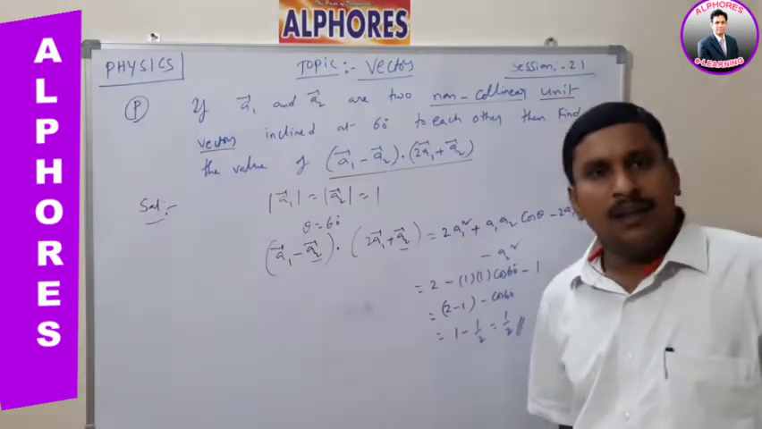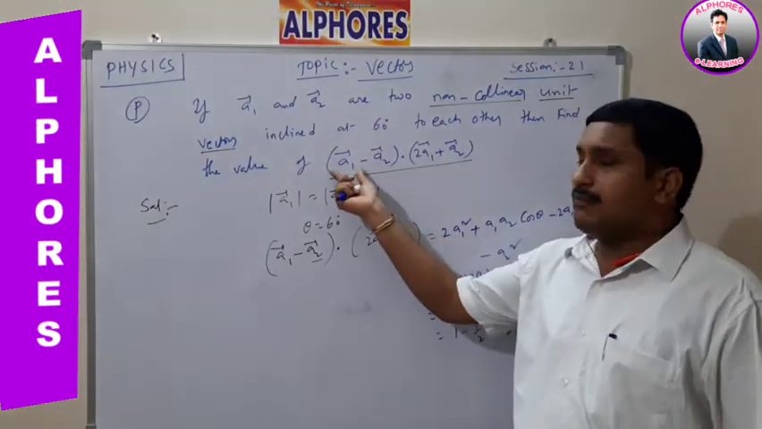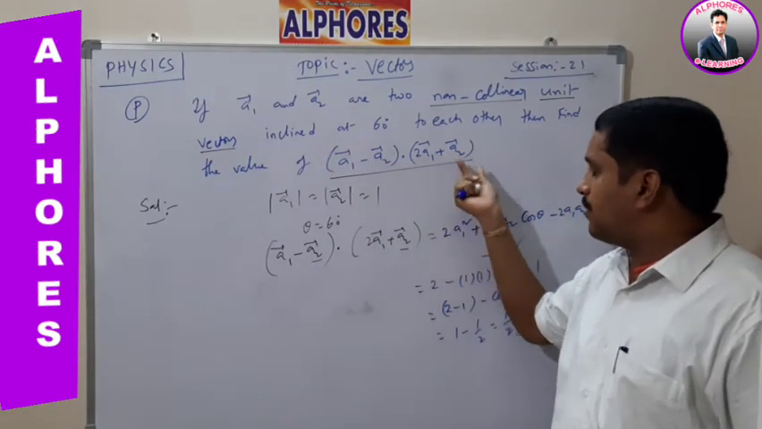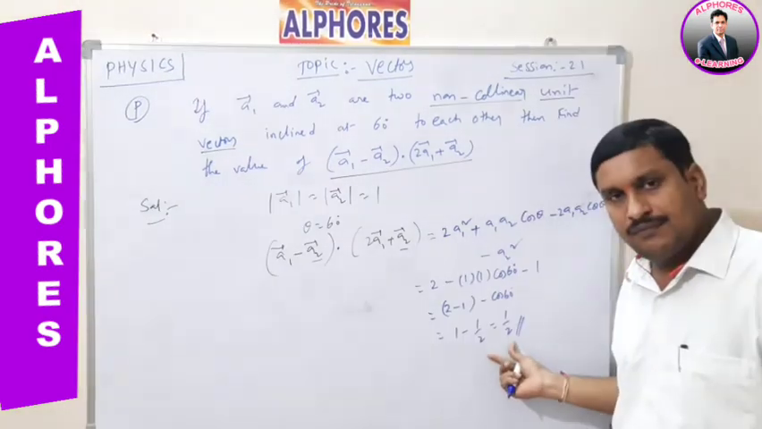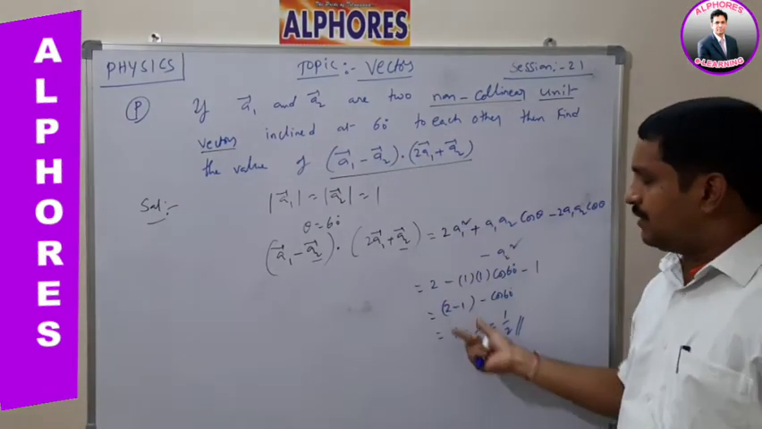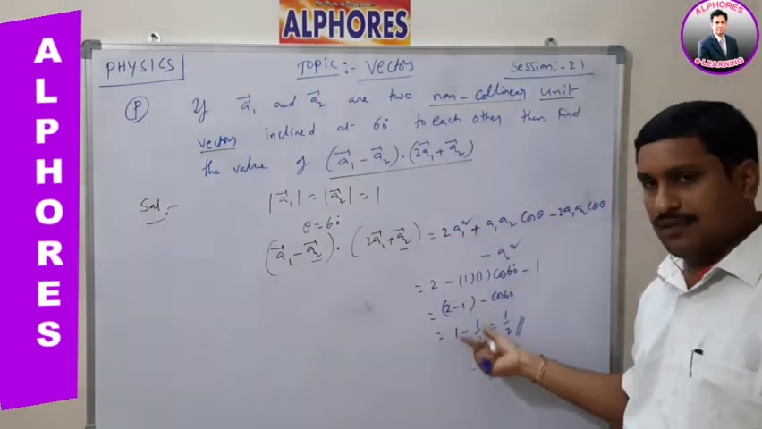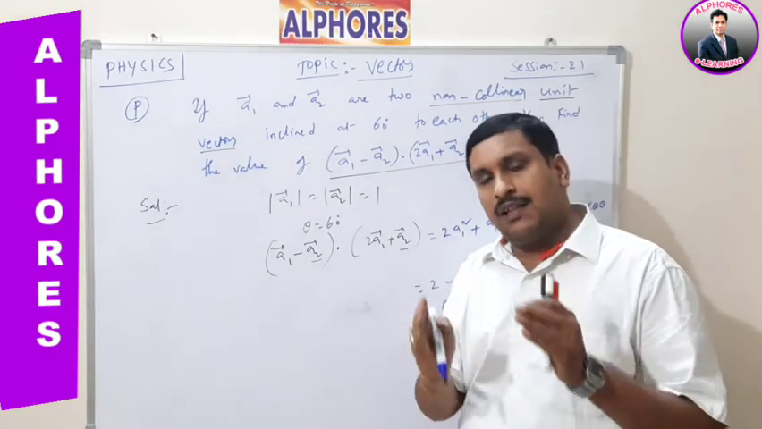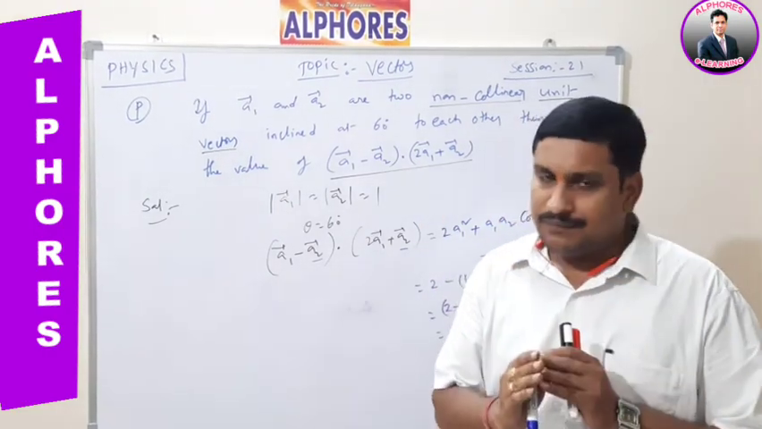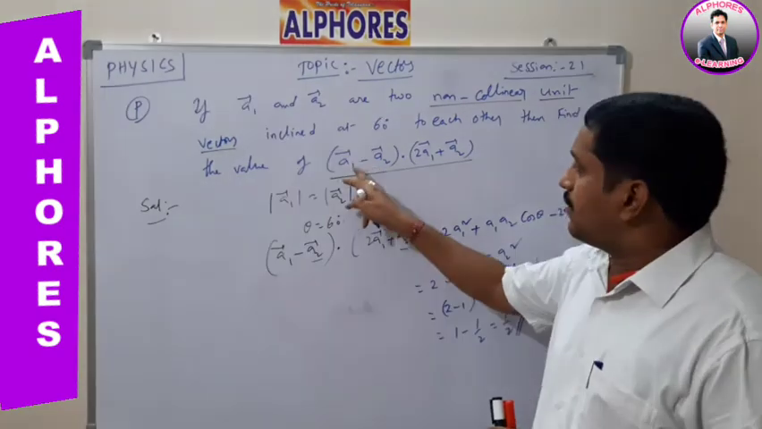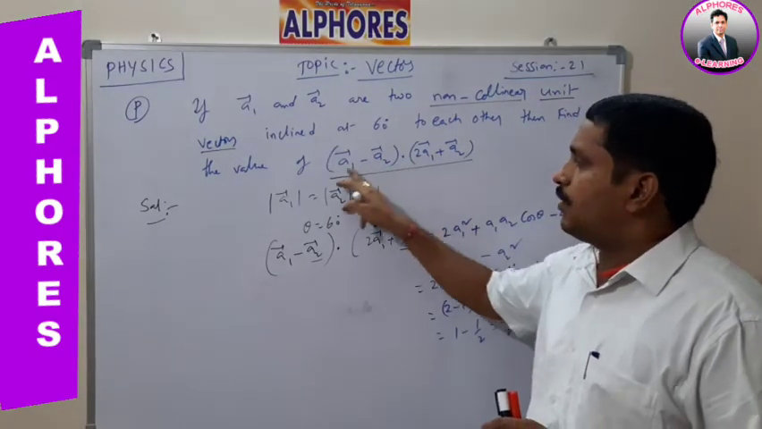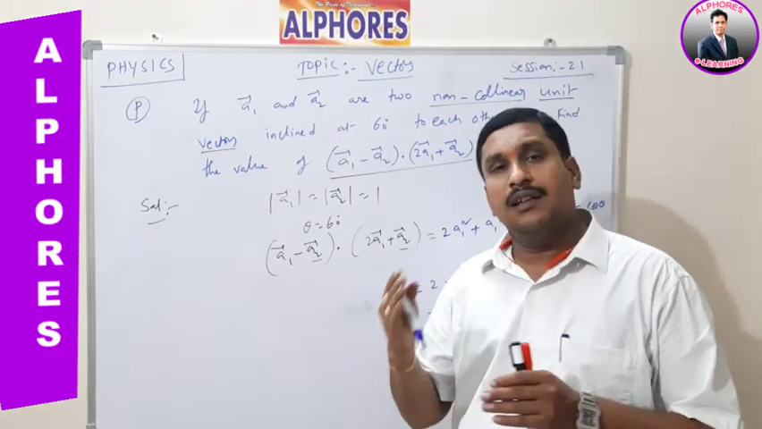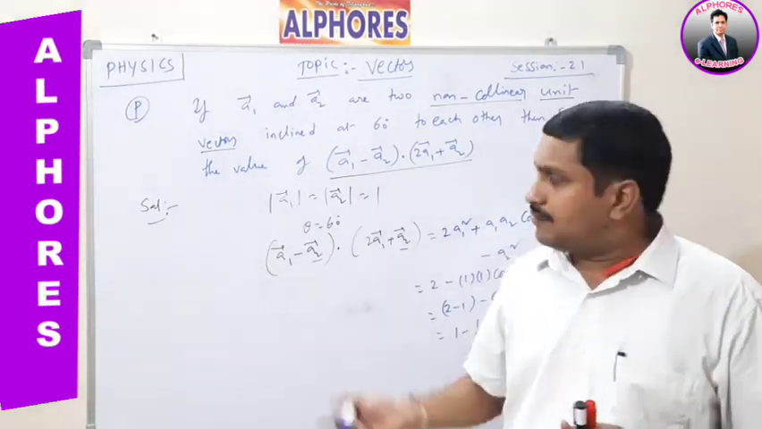That means by the dot product of (A1 bar minus A2 bar) dot (2A1 bar plus A2 bar), the value I am getting is 1 by 2. So this type of problem can be done by this method. In order to solve this question, first you have to remember one thing: the dot product of like vectors is always 1. The dot product of two different vectors like A1 and A2, which are inclined at a certain angle, is modulus of A1 bar into modulus of A2 bar into cos theta. So this is the method.